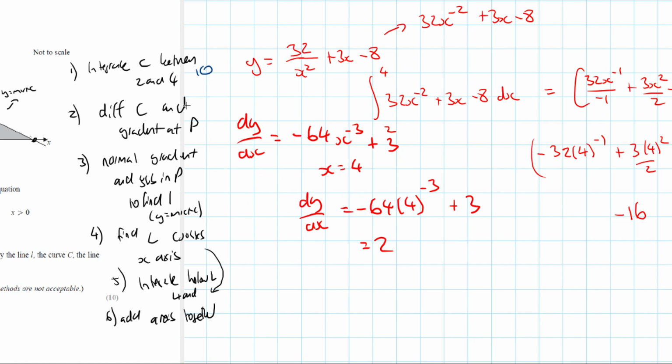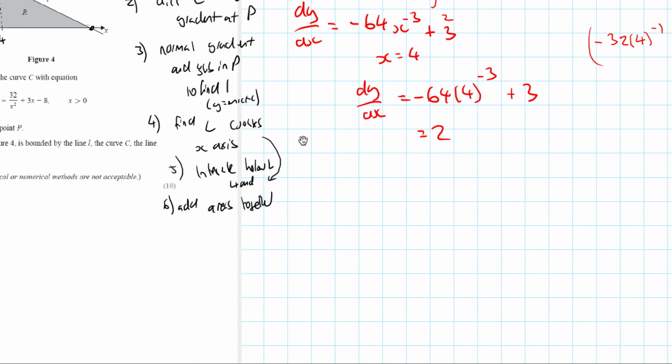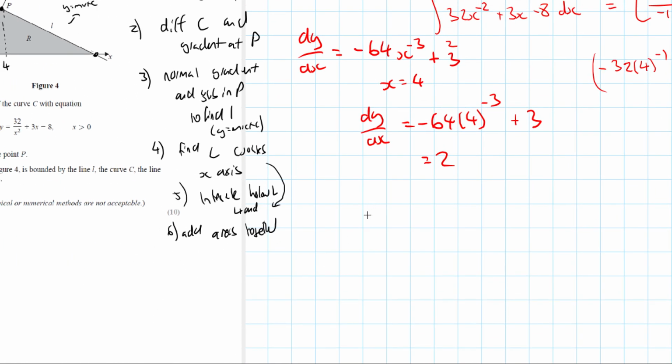So that gives us our part 2 of the answer, and part 3 is find the normal gradient and sub into P to find L. So to find the normal gradient, m is equal to minus 1 over dy/dx. So plugging that in, it's going to be minus 1 over 2, so the gradient of our line is going to be minus a half.